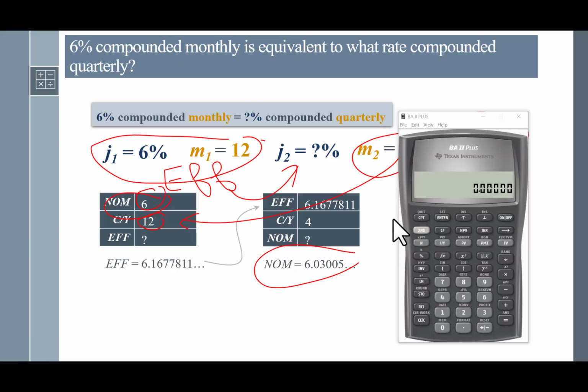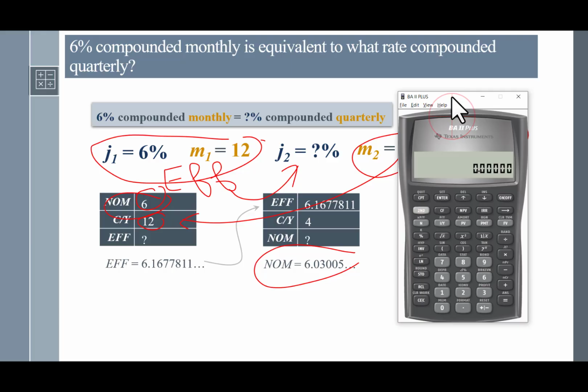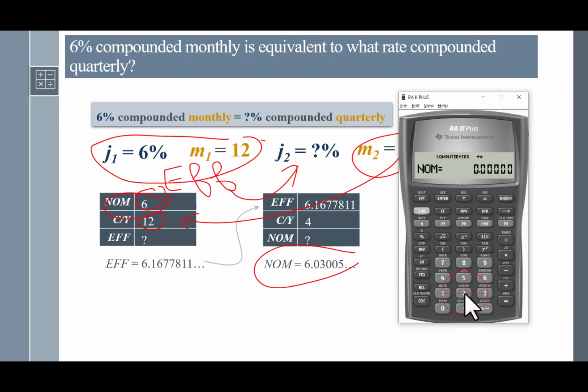Let's bring in the calculator and go through the steps one step at a time. To bring the effective interest rate worksheet, as we know, we're going to press second and the icon above the button. As you see, we have the NOM, you go up, you get to CY, effective, and so forth. So we're going to start by entering the first interest rate, which is 6, compounded what?